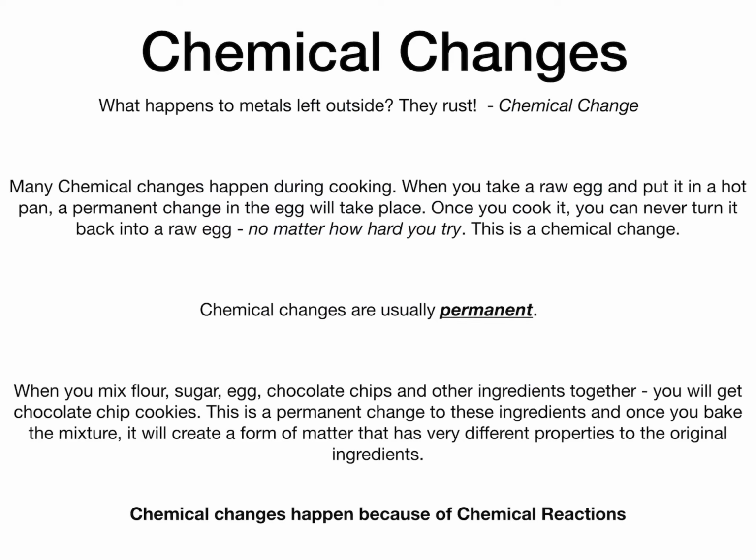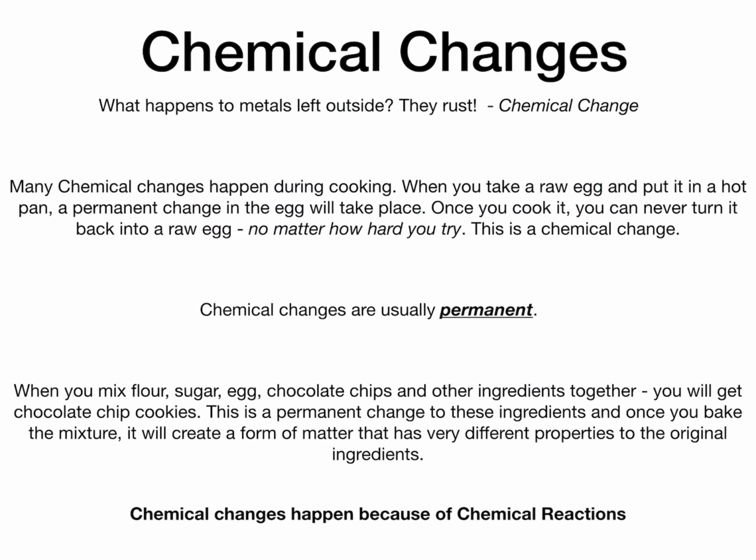Another example is if you were to take flour, sugar, egg, chocolate chips, and other ingredients and mix them, you're going to get chocolate chip cookies if you bake them. This is a permanent change to those ingredients, and once you've baked the mixture, it will create a new form of matter that has very different properties to the original ingredients. Once you've baked the cookies, you're never going to get the flour, the sugar, the egg, the chocolate chips out again. They're now all together in this new form of matter that has different properties.